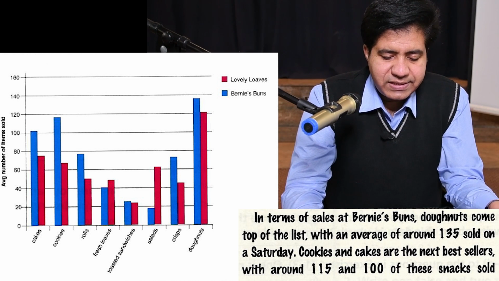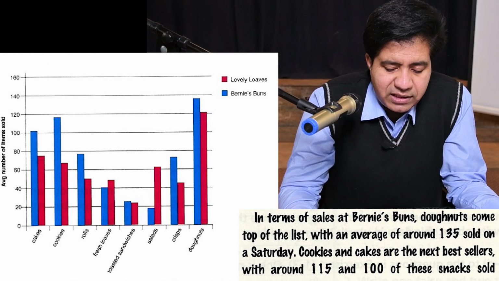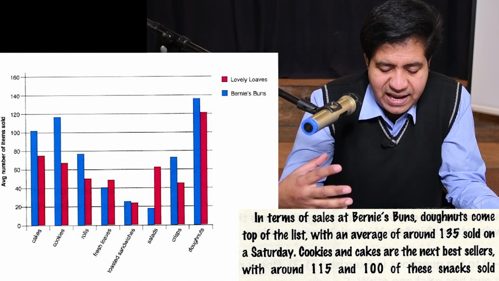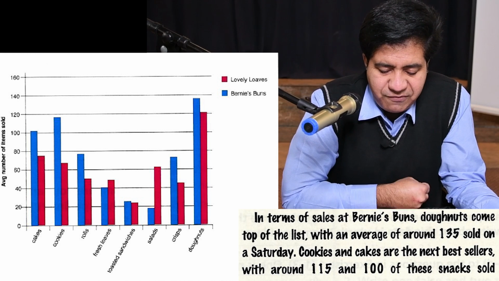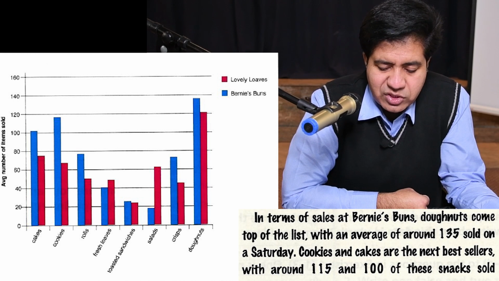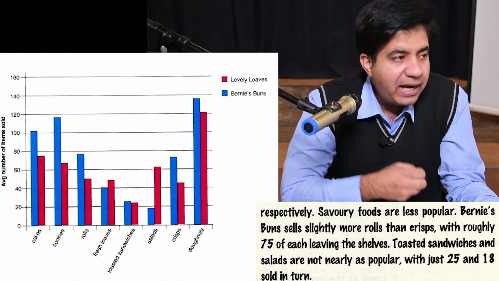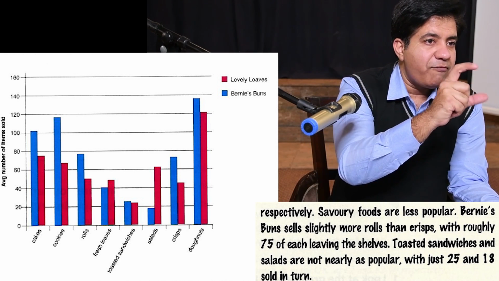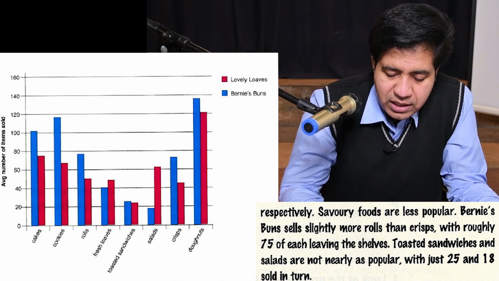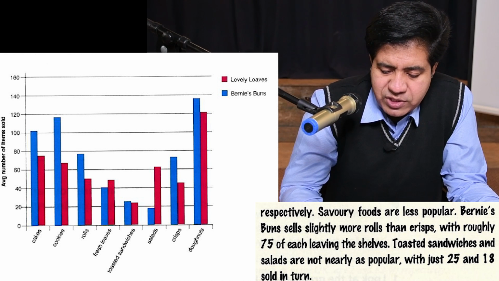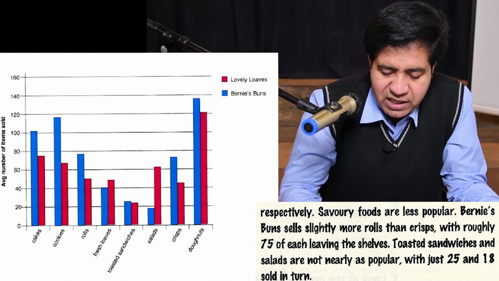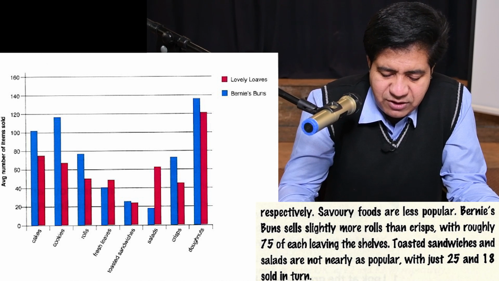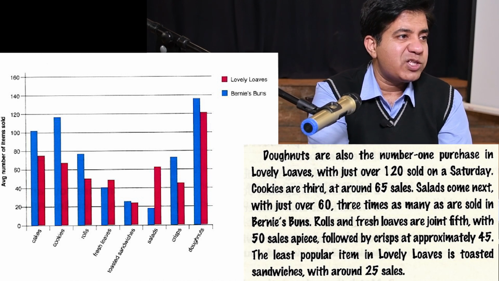Next, after this, cookies and cakes are the next best seller. These phrases, cookies and cakes, and then next best seller, with around 115 and 100 of these snacks sold respectively. And then you will talk about the next item. So one full paragraph will be written about one bakery. Then they say, respectively, savory foods are less popular. Bernie's Buns sell slightly more rolls than crisps, with roughly 75 and so on. Now please come to the last paragraph.